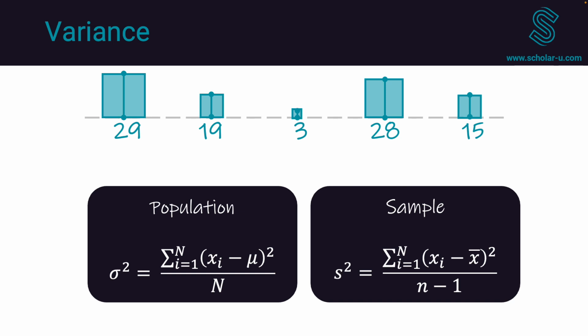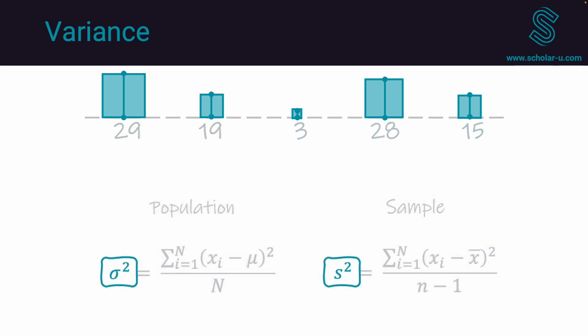There are two versions of this equation. The one on the left is applicable when measuring the entire population. For instance, if the 5 students are the only ones who took the test, the left equation would be employed. Conversely, if the students constitute a subset of the whole population, the right equation would be used.